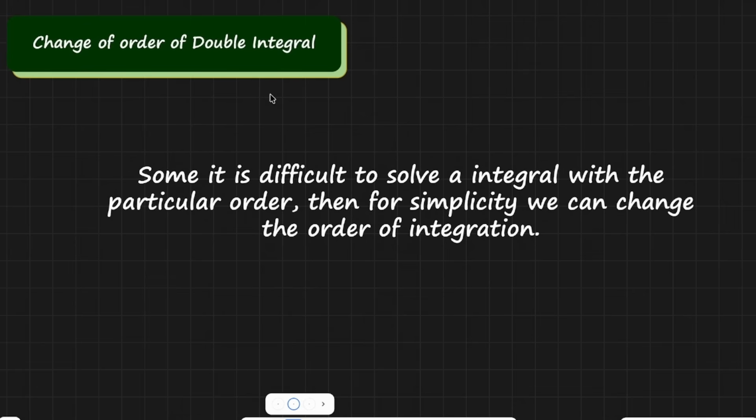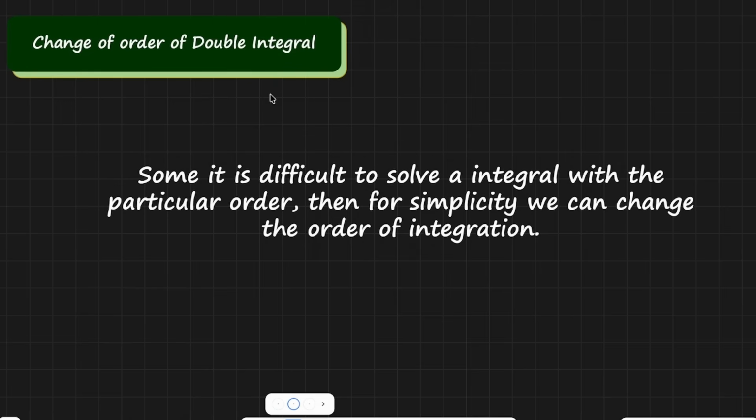Now come to this double integral, and basically this is something called change of order of double integral. Why are we using change of order of double integral? This is very important. Sometimes it is difficult to solve an integral with a particular order. Let's say if it is dy dx or dx dy, then it is a bit difficult to solve with that particular order.